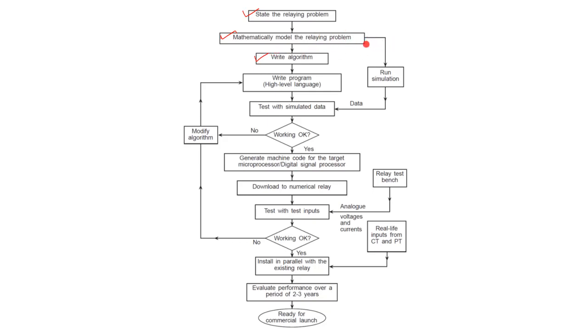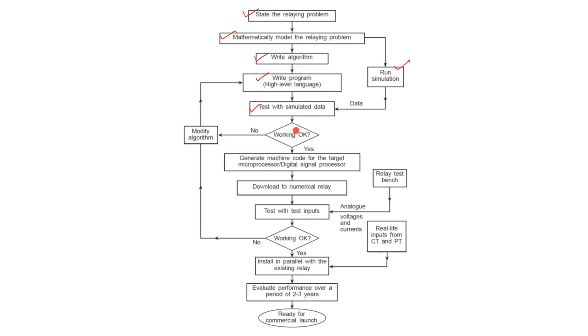Then when we model the relaying problem mathematically, we run the simulation over some simulation package like MATLAB, Simulink or some other packages, EMTP packages. Then after simulation, the algorithm whatever we write for the relaying problem model is written in a high level language, which should be put into machine language in order to burn into the processor.